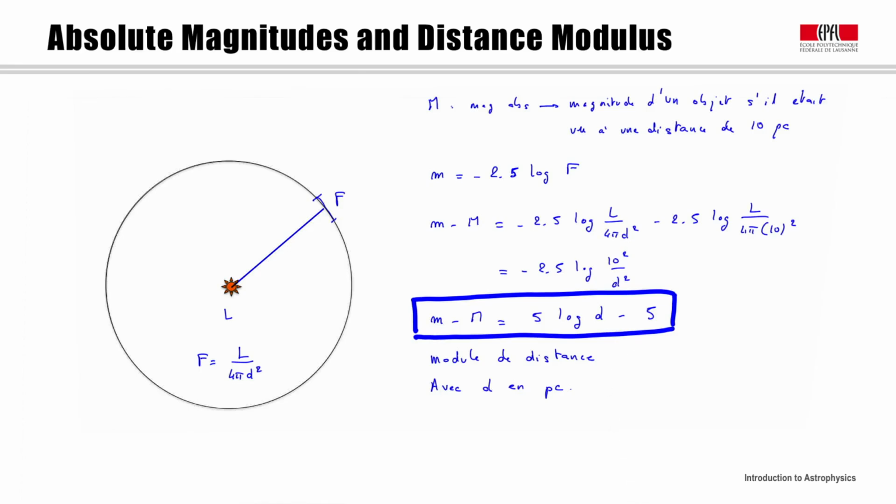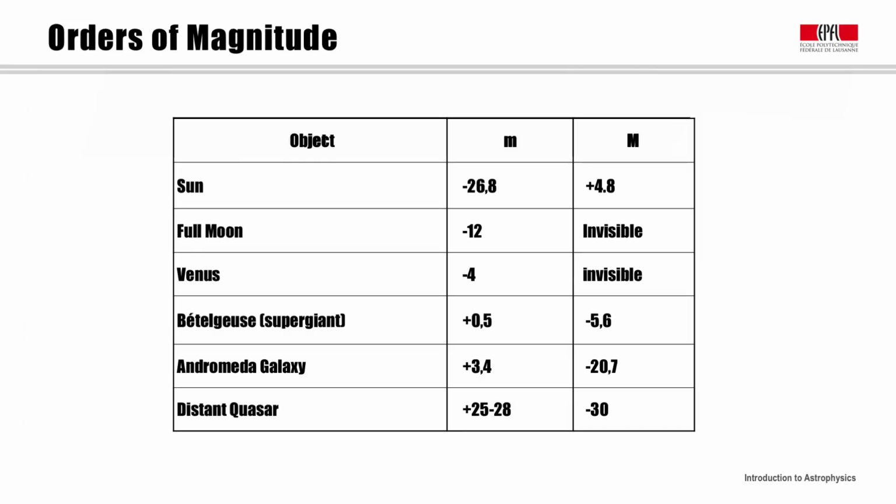So we can immediately see that if we can get an object for which we measure the apparent magnitude and for which we know, in an independent manner, the absolute magnitude, we will be able to know its distance. The measurement of the distance is one of the tasks that are extremely important in astrophysics. Measuring the distances and the mass are two key components for the understanding of the formation and evolution of stellar objects. Now, some orders of magnitude of well-known objects.